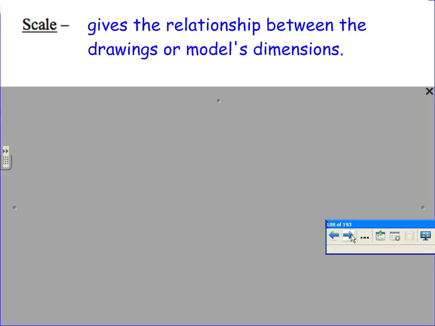So let's break down a couple definitions here, then we'll do a couple examples. So what actually is a scale? Well, our book tells us that a scale gives the relationship between the drawing or model's dimensions. So a scale gives the relationship between the drawings or model's dimensions. So like some of you guys said, it might be ×2. You might have to enlarge it. You might have to shrink it to make it 1/3 of the size, okay, or 2/5 of the size. Scale factors come into play again when you're talking about scales, scale drawings, scale models.